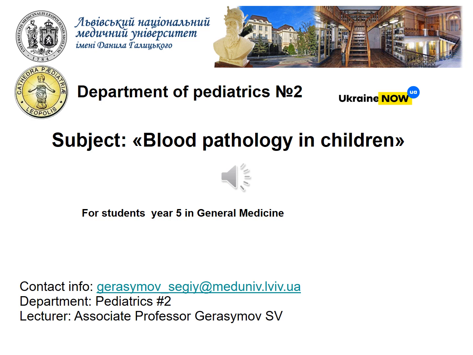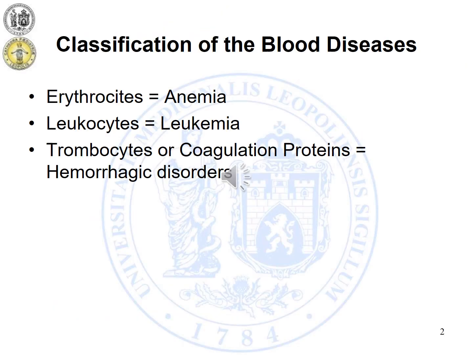Today we will speak about the blood pathology in children. Generally speaking, blood consists of erythrocytes, leukocytes, thrombocytes, and coagulation proteins, resulting, in the case of pathology, in different disorders. So we will speak about these today.